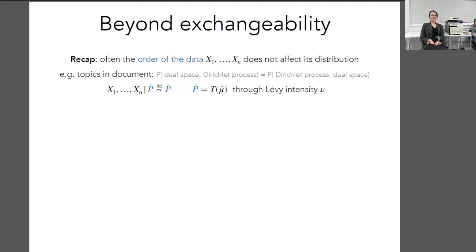So, summing up what we said until now, very often it is reasonable to assume that the order of the data does not influence their distribution. And so in such a case, one of the most intuitive models would be to assume that the observations are conditionally IID given a random probability measure. And to specify the law for a random probability measure, you can actually take a transformation of an underlying completely random measure whose law is specified through a Lévy intensity.